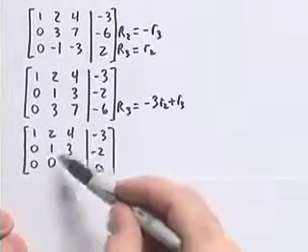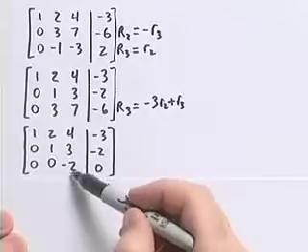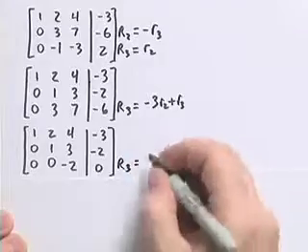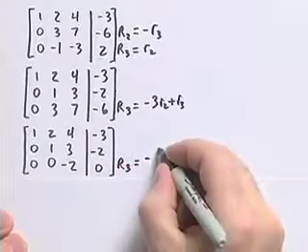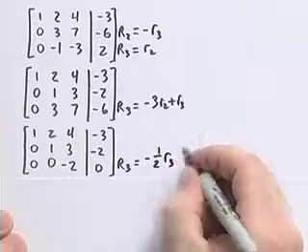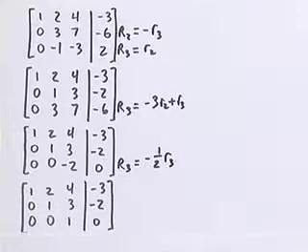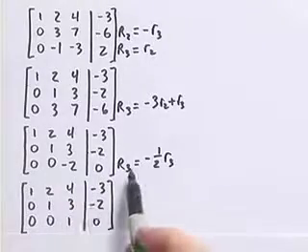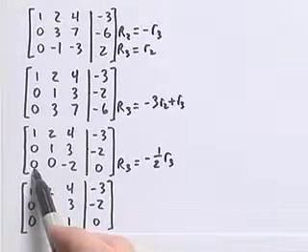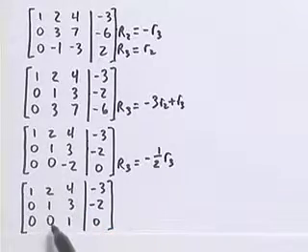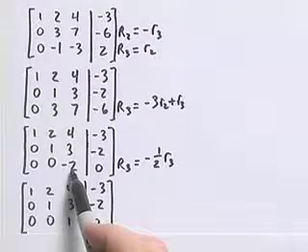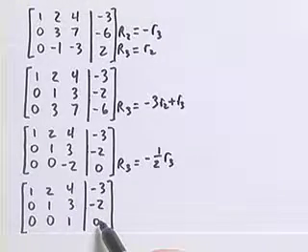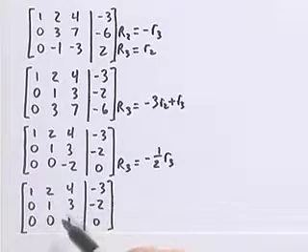The last thing we'd like to do here is to get a 1 in this third entry. To do that, we're going to multiply row 3 by negative 1/2. If we perform that operation, we get the following. We did not change the first two rows, so we rewrite them. If we multiply the third row by negative 1/2, 0 times negative 1/2 is 0. 0 times negative 1/2 is 0. Negative 2 times negative 1/2 gives us positive 1. And then 0 times negative 1/2 is again 0. Now we have our matrix in row echelon form.